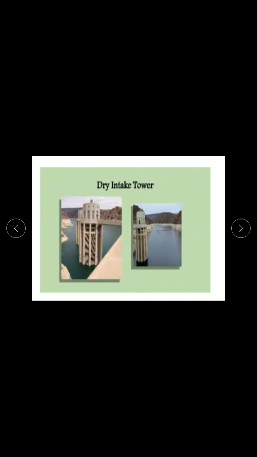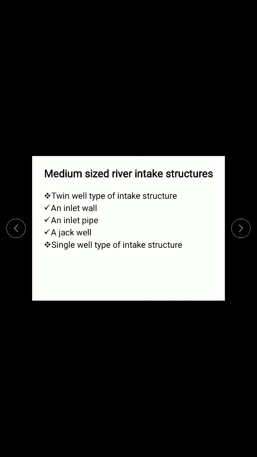Okay, now this is a live example. Next one, it is one more category of the intake structure. The first one is the river intake structure. This river intake structure is divided into three parts, that is inlet well, inlet pipe, and a jack well. These are the three parts present in the twin well type of intake structure.